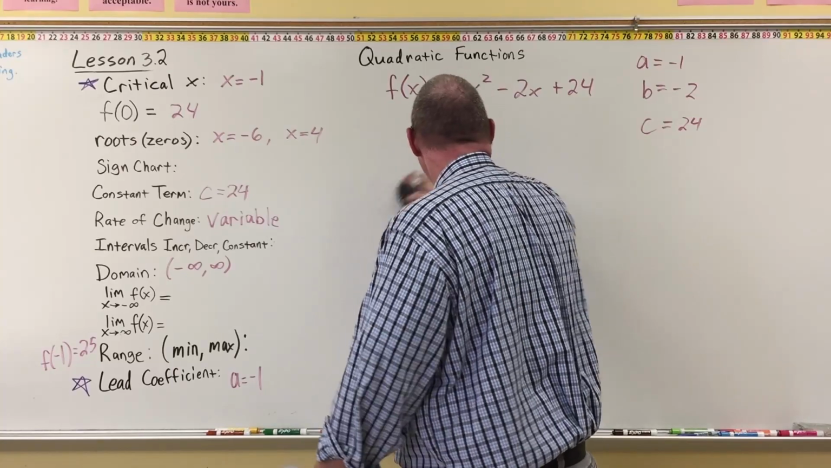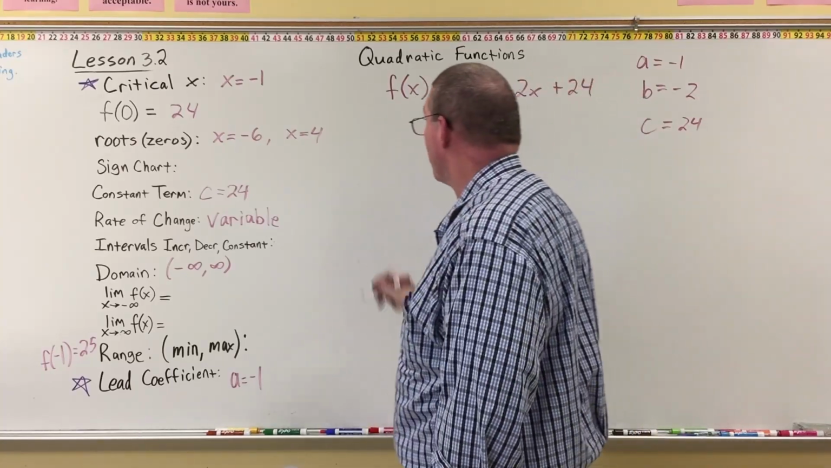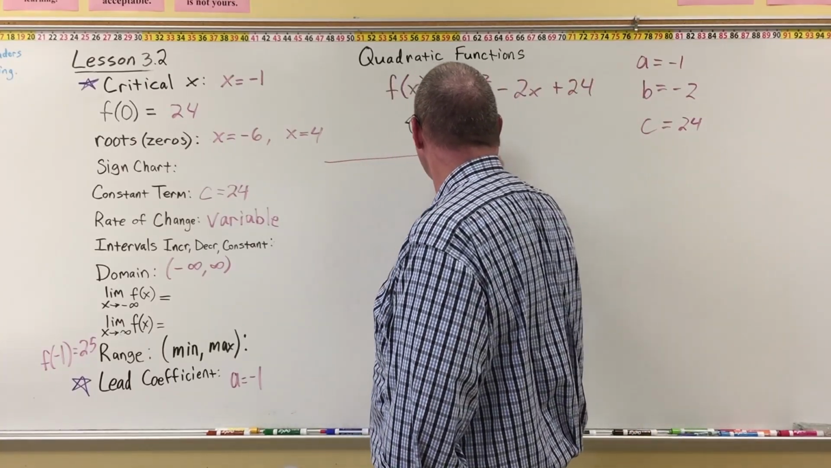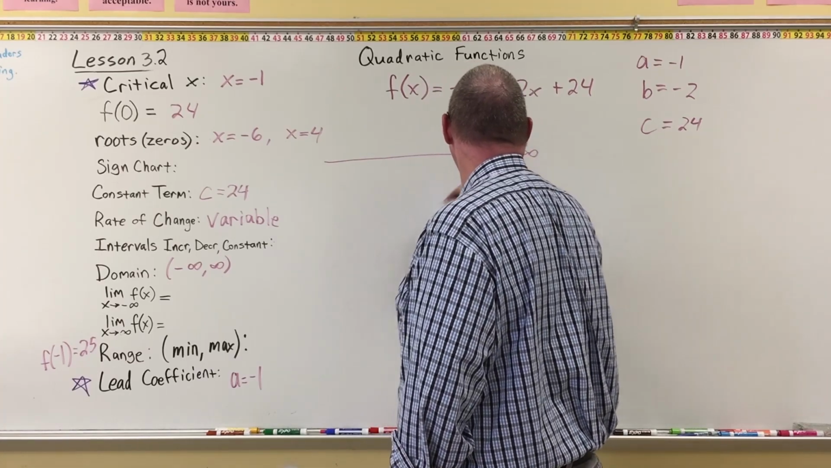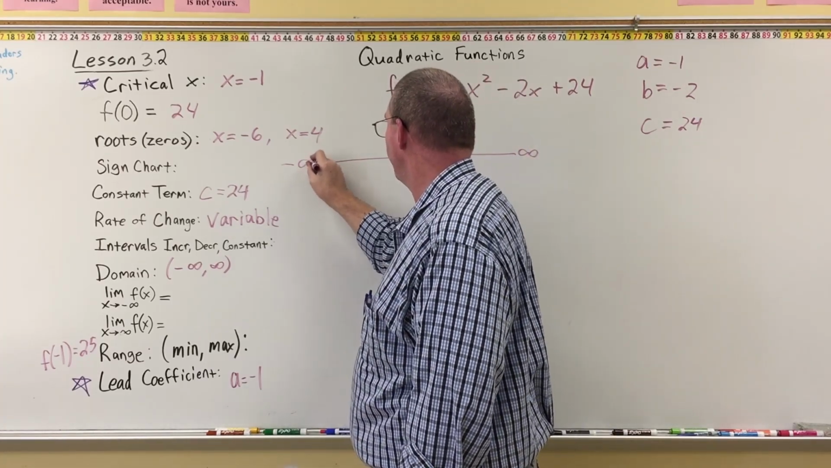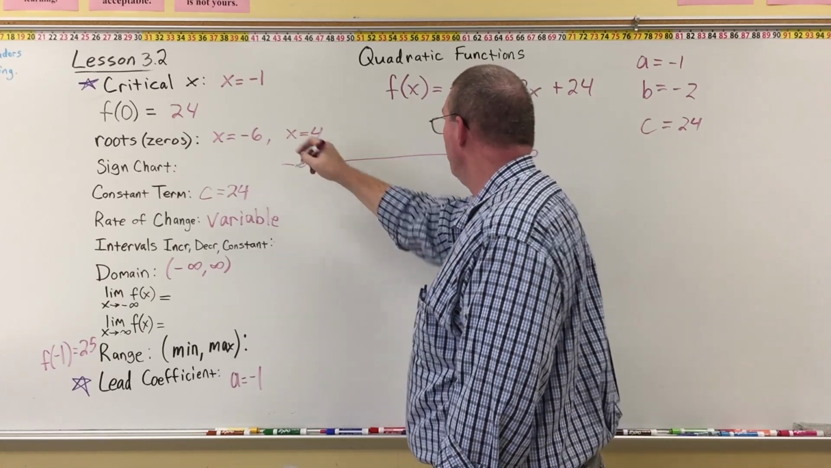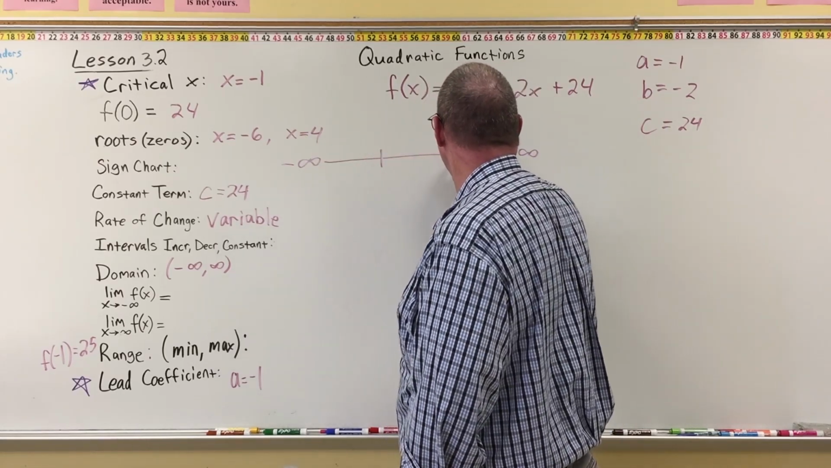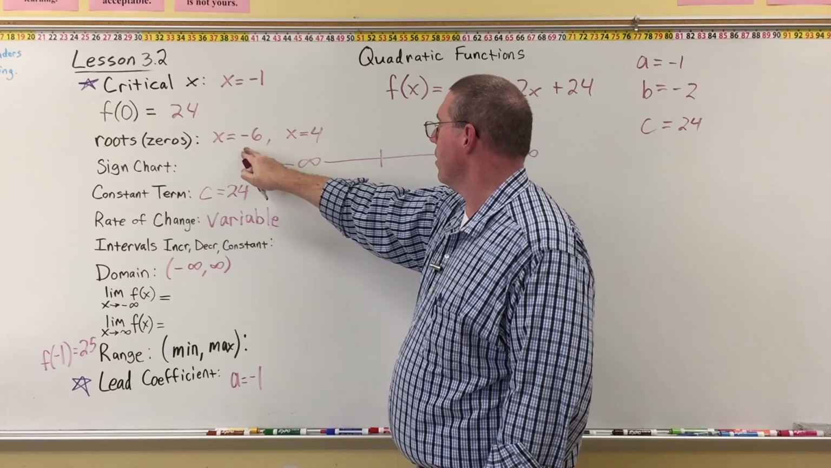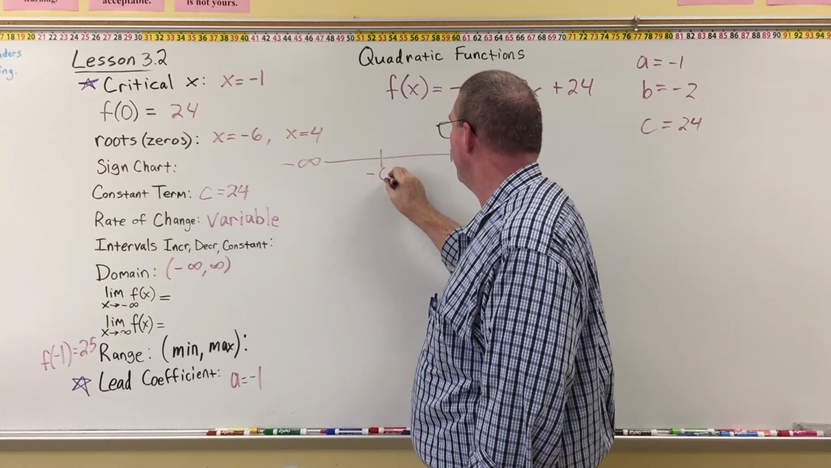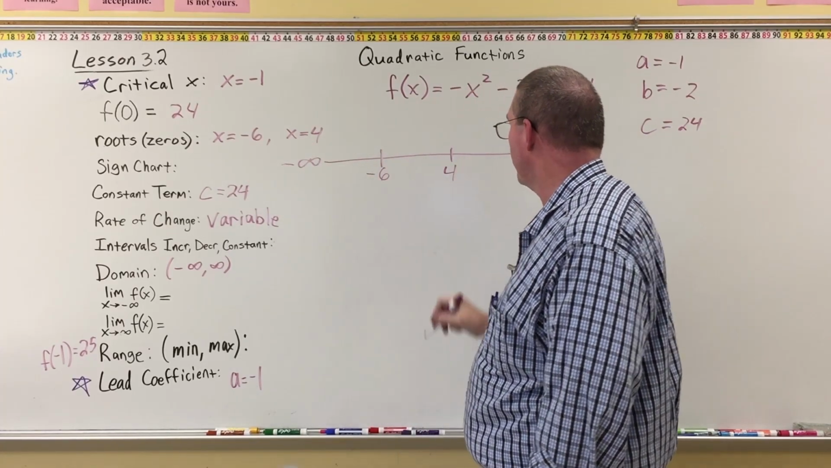All right, we've got our roots. Now we're going to make our sign chart. Our sign chart is going to be a horizontal line with a positive infinity over here, a negative infinity over here. We have two roots. Put a hash mark here, hash mark here. Negative 6 is less than 4, so we'll put negative 6 here, and we'll put 4 here.